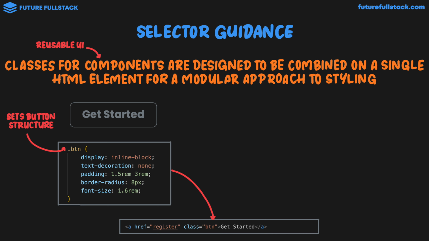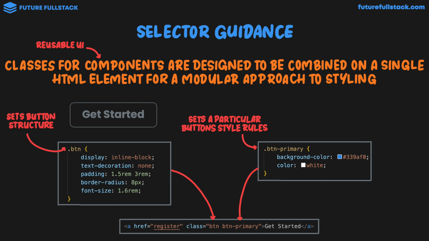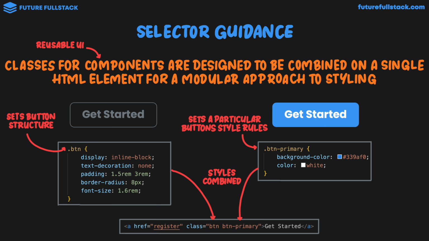What we would then do is make a new class called btn-primary. You can see it has this blue background color and white text. So the aim of this class is it sets a particular button style rule. We would then add this class in addition to the previous class to our anchor tag. So the styles are combined and our class attribute is btn and btn-primary. This would then give us our blue button with white text.